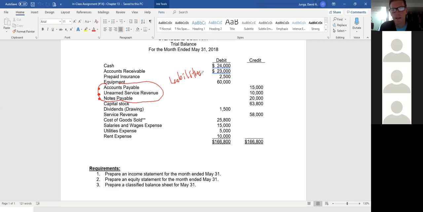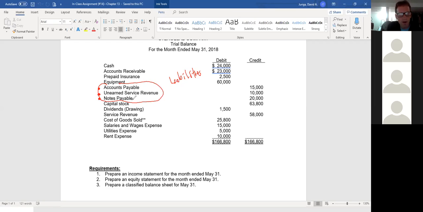So let me give you a little insight here. If they don't tell you anything else about that note payable or unearned service revenue, you assume that they will be current. Always assume it's current unless they tell you something specific. So there are no long-term liabilities in this one. These are all current. In fact, accounts payable by default is always a current liability. Okay. Unearned revenue by default is always a current liability.